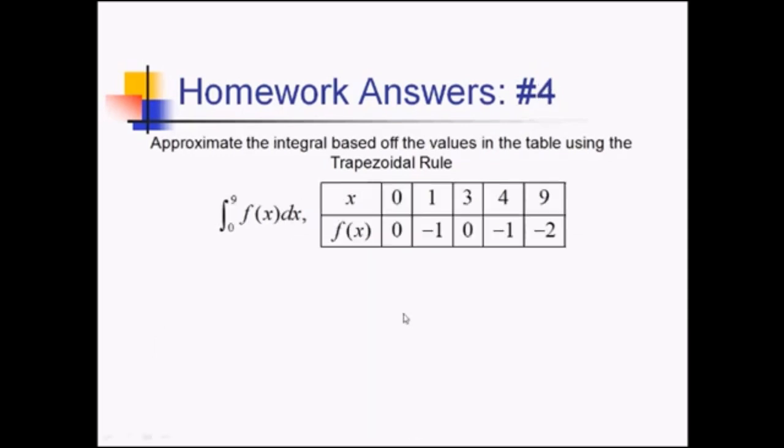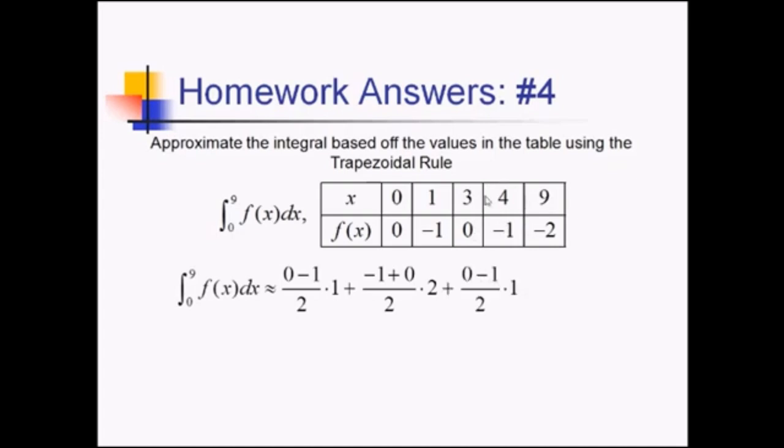On this problem, we need to approximate the integral from 0 to 9 of f of x using this table and the trapezoidal rule. So let's set up our areas. We've got an area of 0 plus negative 1 over 2 times a base of 1. Next, we've got negative 1 plus 0 over 2 times a base of, this is going to be 2 here. And we've got next 0 plus negative 1 over 2 times a base of 1.